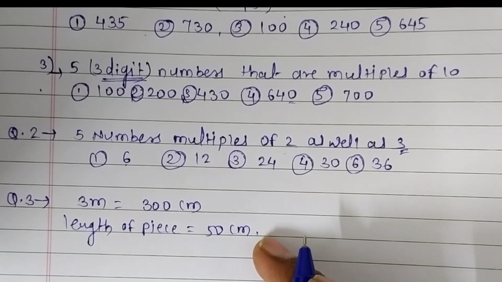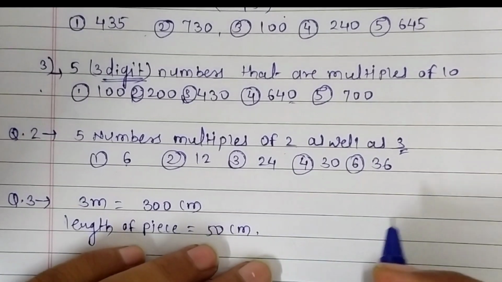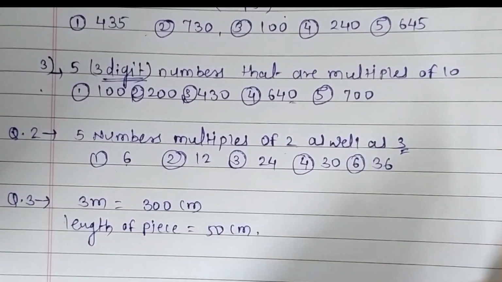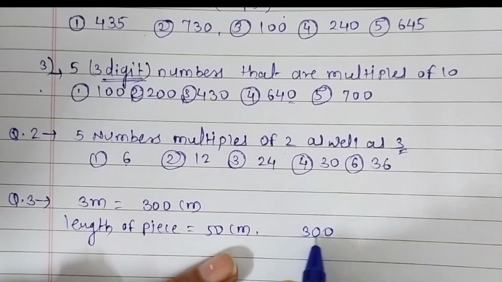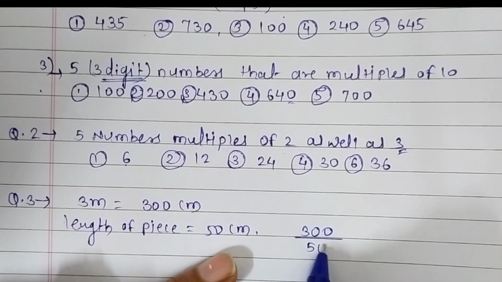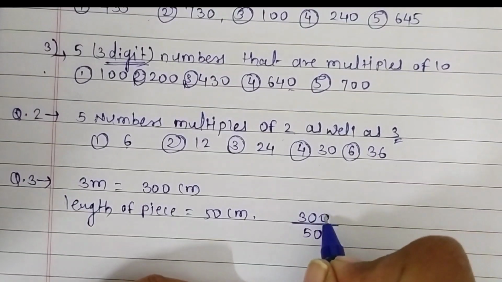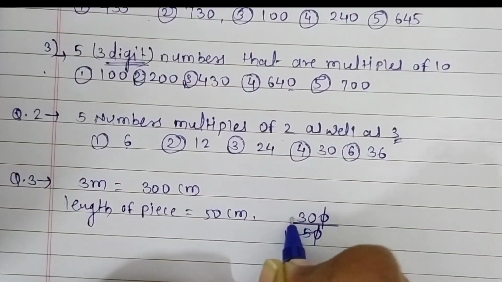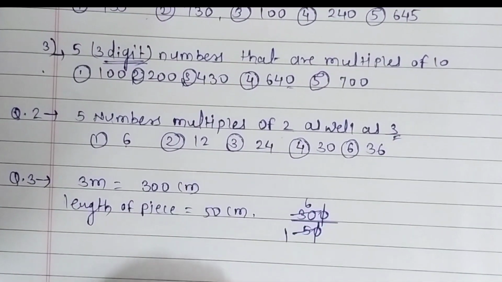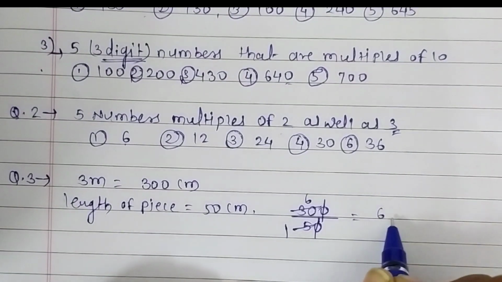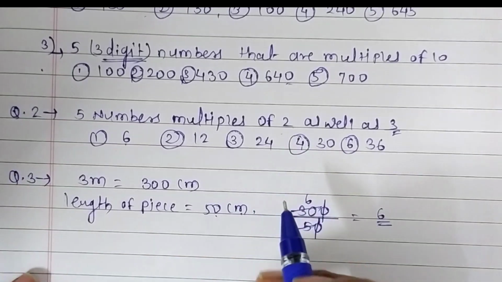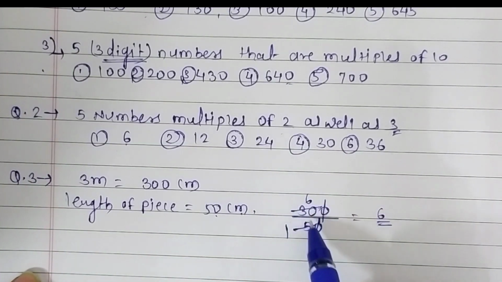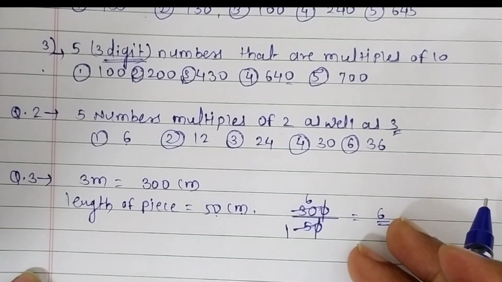Let's divide it so we can find how many pieces there are. 300 divided by 50. 5 ones are 5, 5 sixes are 30. Here we can make 6 pieces of 50 centimeter, and there's nothing left over.